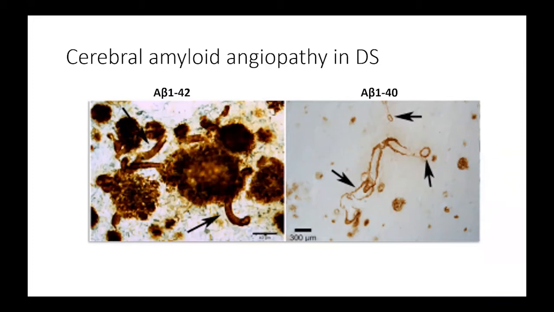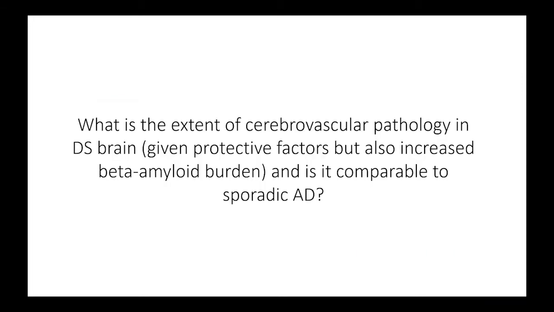In fact, not only is it pervasive, it's really extensive. You just can't imagine those blood vessels are able to function properly, that they can constrict and dilate properly. And now we have more and more evidence that that's the case. So the question we asked is, what is the extent of cerebrovascular pathology in the Down syndrome brain?